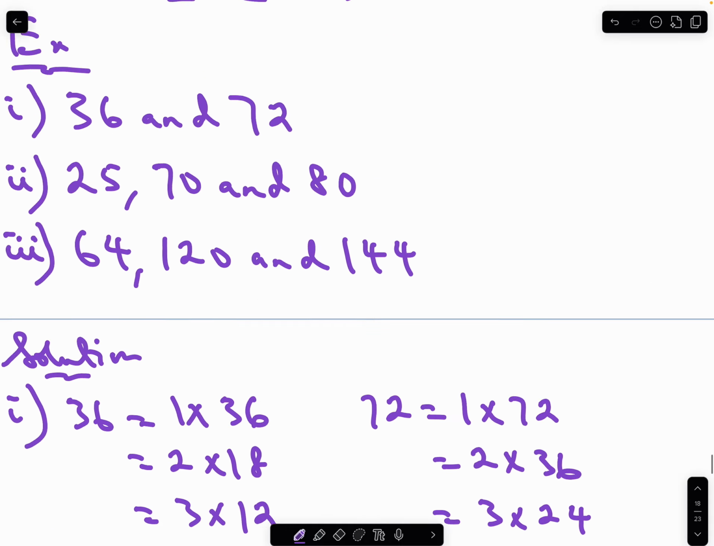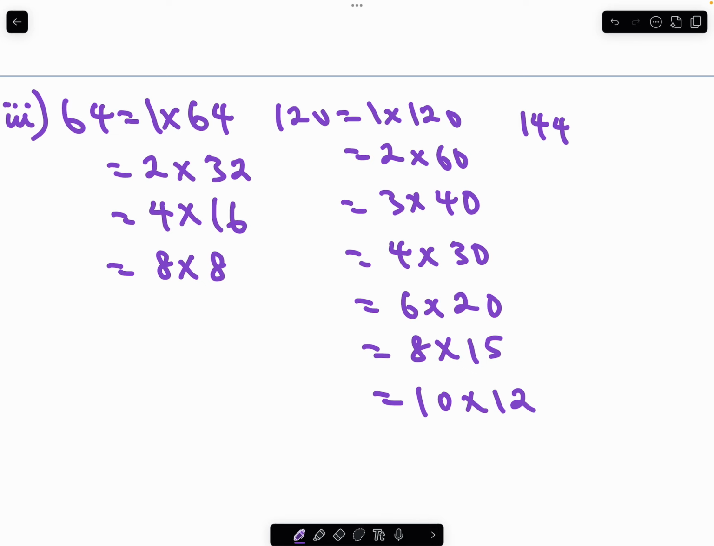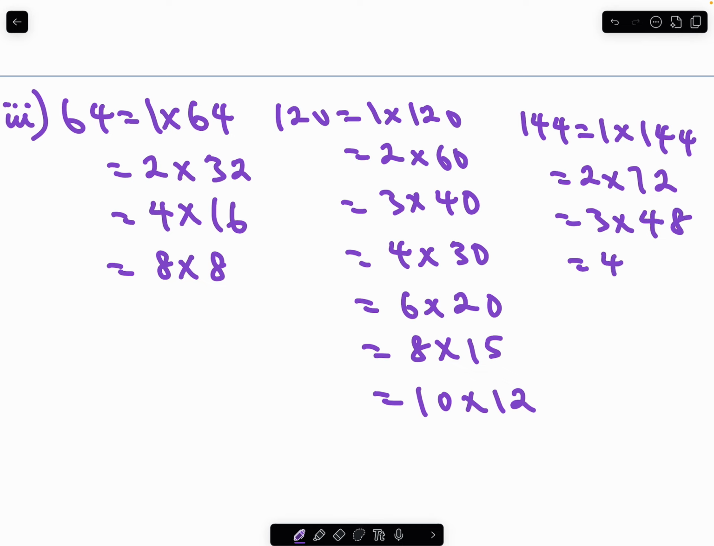The third number is 144. 144 is 1 times 144, 2 times 72, 3 times 48. No, is that 3 times 28? No, 3 times 48. 4 times 36. That's correct, 4 times 36.